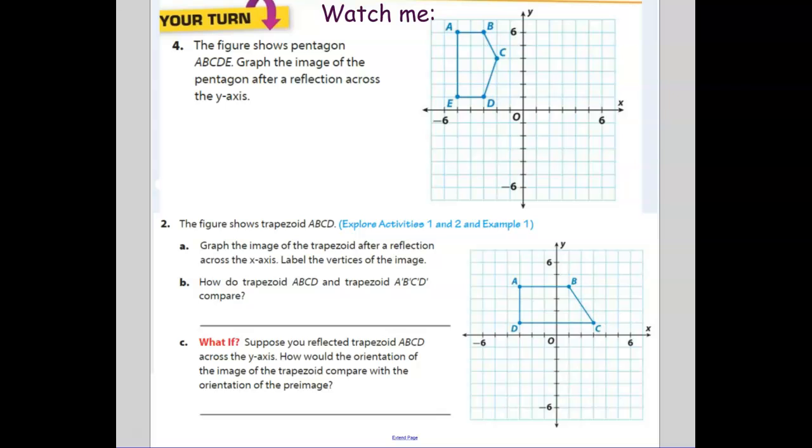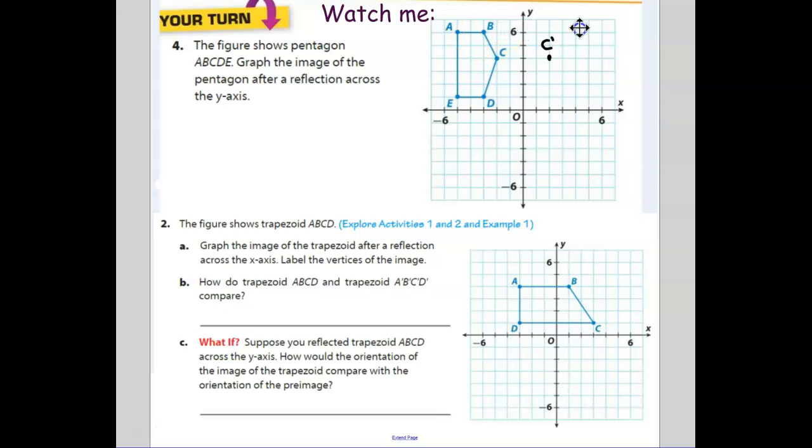All right, so I'm going to go ahead and do one. I'm going to reflect this pentagon across the y-axis. I'm going to start with C. C is 2 points away from the y-axis, so I'm going to put C prime 2 points away on the other side of the line of reflection.